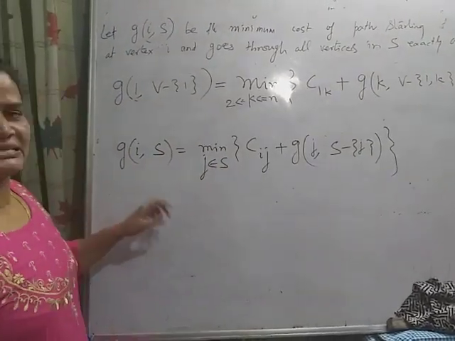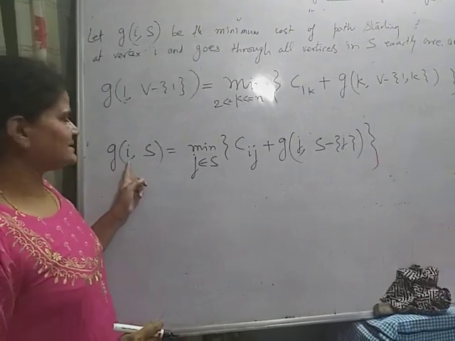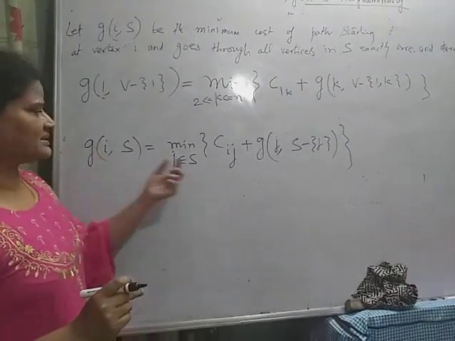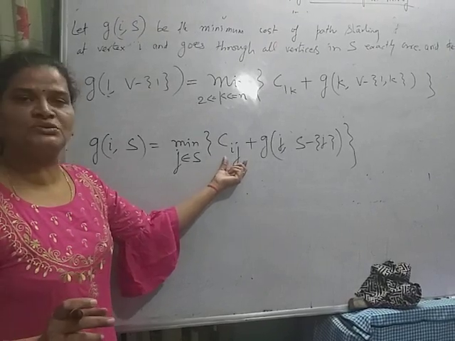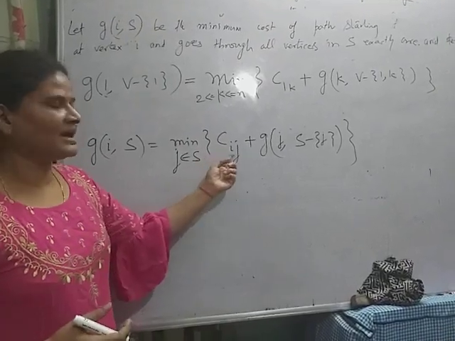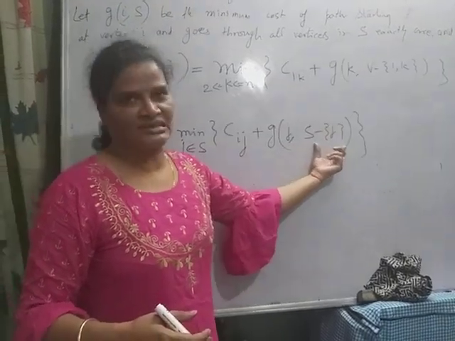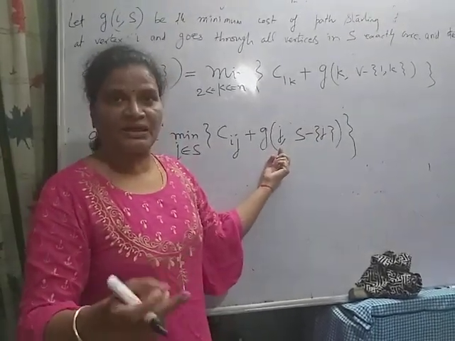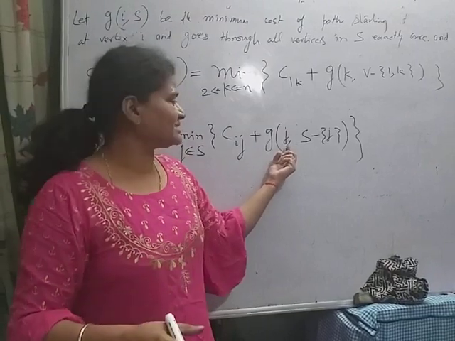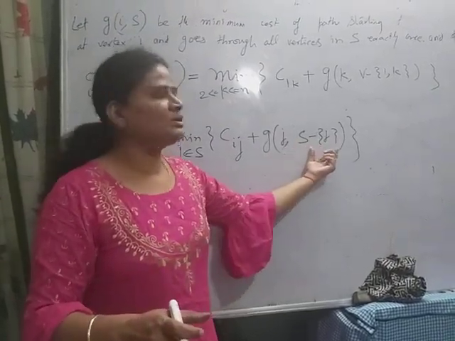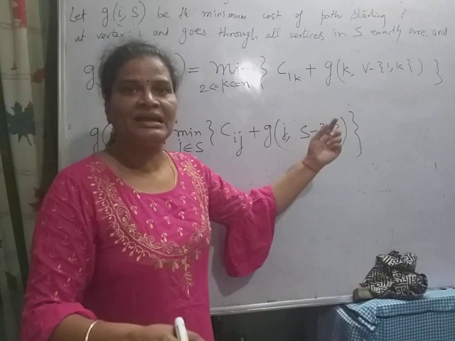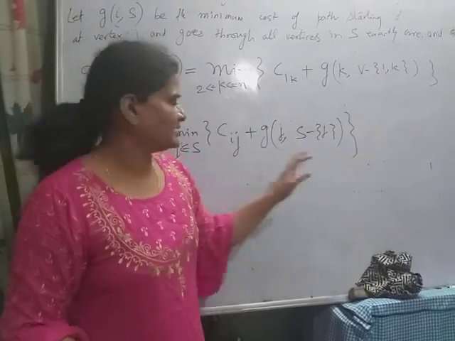Just what it is doing: it starts at vertex i, so first it will select one edge C(i,j), and then the path from j through S minus j. This will give the value of the minimum cost path that starts at j, goes through all the vertices in S minus j, and terminates at 1, and so on.